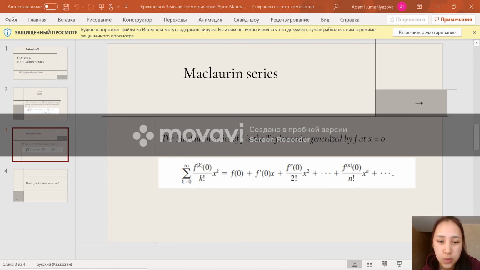Now let's try to understand the Maclaurin series. If 0 is the point where the derivatives are considered, which means the interior point is equal to 0, the Taylor series is also called the Maclaurin series, after Colin Maclaurin, who made extensive use of this special case of Taylor series in the 18th century. The Maclaurin series of f is the Taylor series generated by f at the interior point equal to 0.